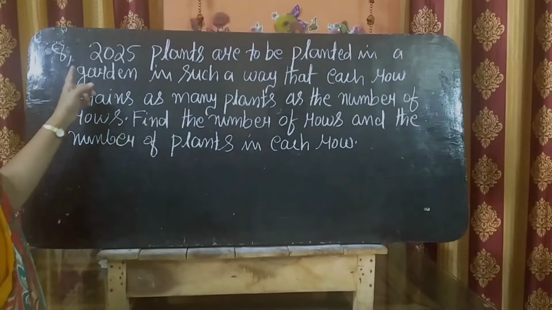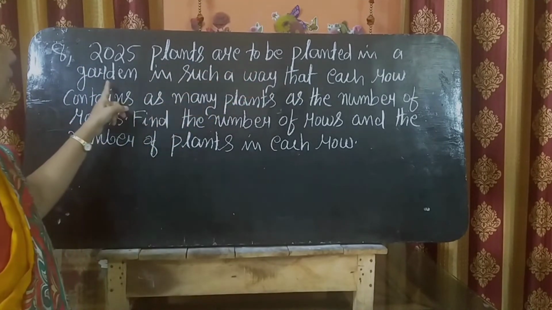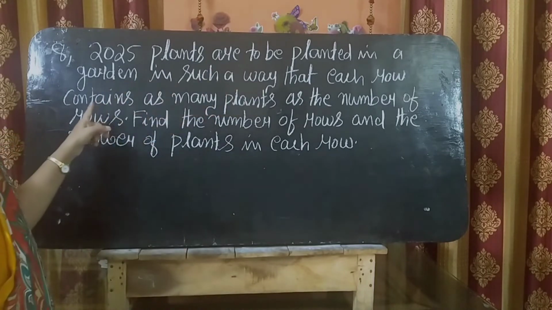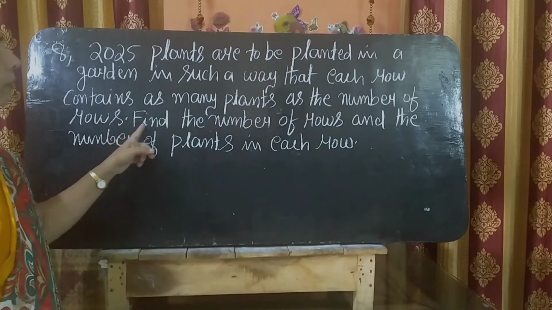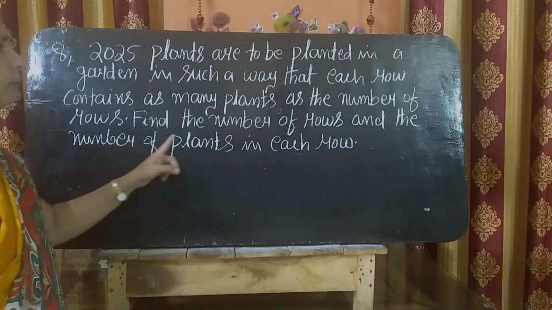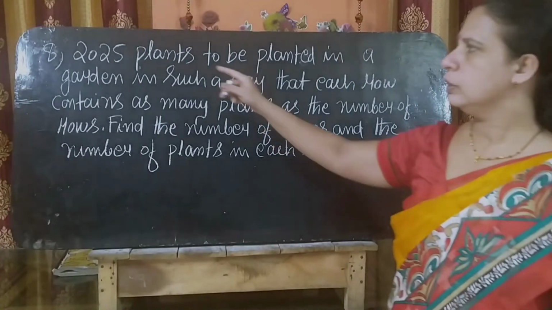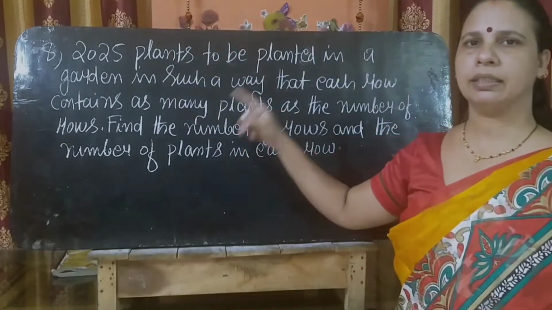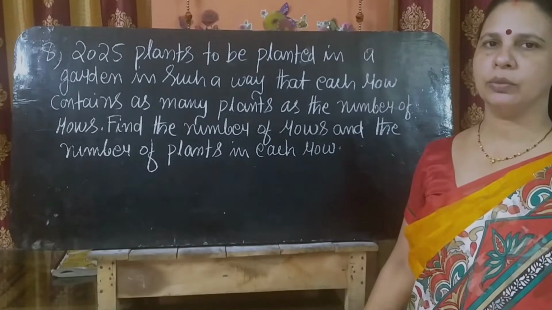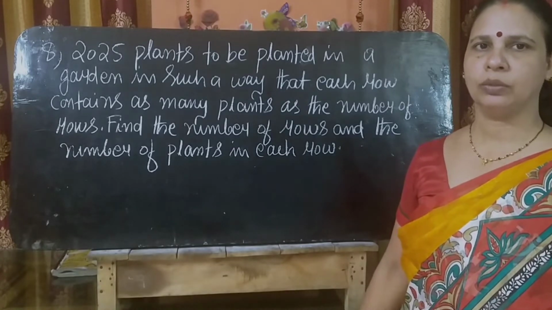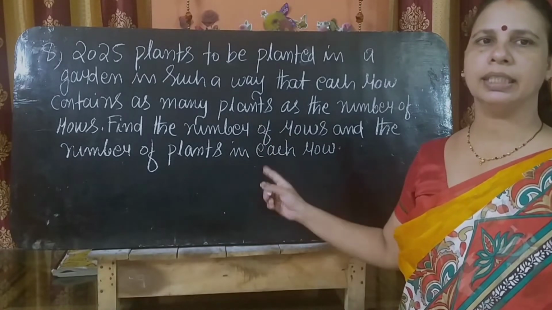Question is, 2025 plants are to be planted in a garden in such a way that each row contains as many plants as the number of rows. Find the number of rows and the number of plants in each row. According to the question, 2025 plants are planted in a garden. Their number of rows are equal to number of plants in each row. We have to find out the number of rows and number of plants in each row.